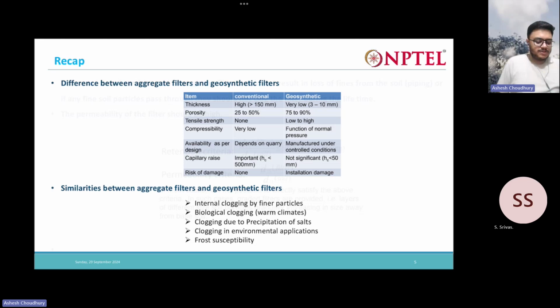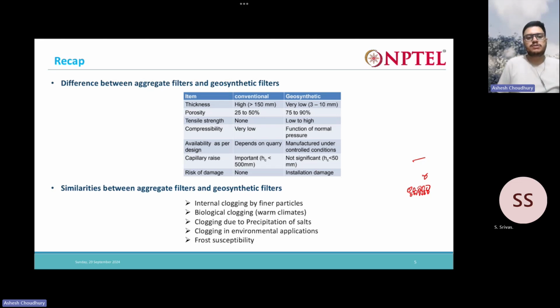Okay, now the difference between aggregate filters and geosynthetic filters. As I said, you can use aggregates, or you can use the soil, or you can use your geosynthetic. So how do you use aggregate filters? You have to properly place graded aggregates in proper sizes like this to form the filter, or you can directly use a geosynthetic. Okay, so these two options you have.